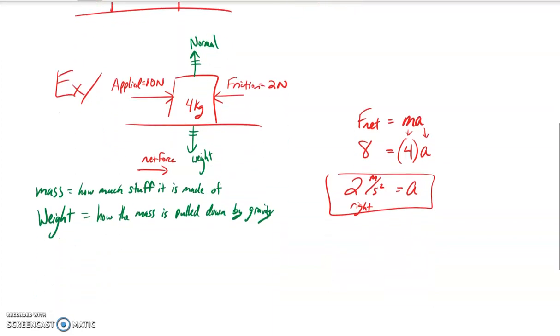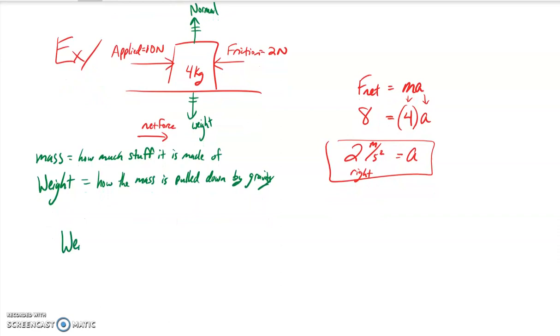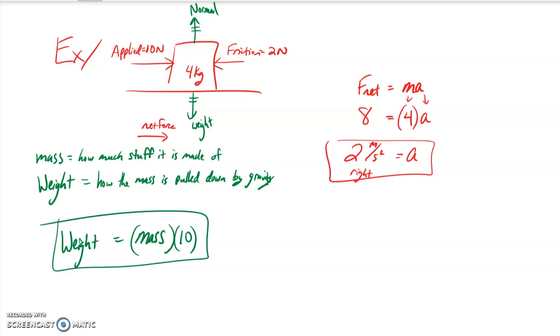To calculate weight on Earth, all you do is take the mass of the object and you multiply it by the gravitational field strength of Earth, which we've already seen this number before. It's the same as the acceleration of things in free fall. It's the number 10. So to find the weight of an object, you take its mass times 10. So going up to our example above, the weight of our object, if its mass is 4, its weight would be 40 newtons, which means the normal is also 40 newtons, because those two forces are balancing each other out.